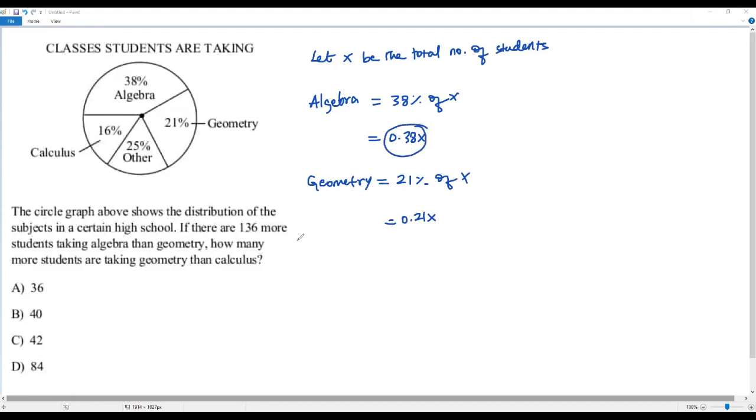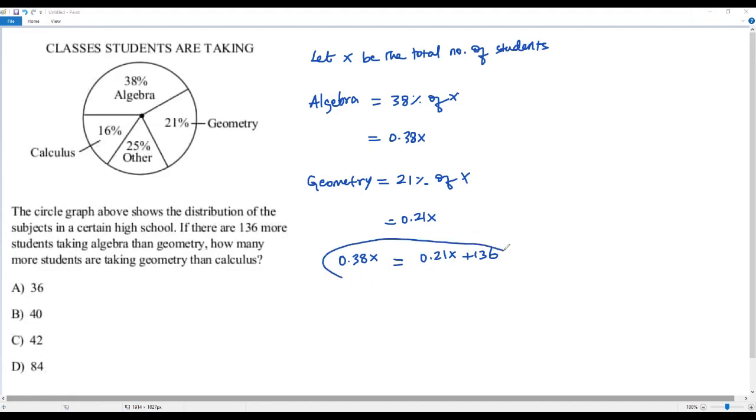Here let's consider the number of students who are taking algebra, that is 0.38x, and the number of students who are taking geometry, that is 0.21x. In these two quantities, which one is more? According to the information, there are 136 more students taking algebra than geometry. Since the algebra count is more by 136, if I want to equate them, either I have to subtract 136 from this one, or I have to add 136 to this one. When I add 136 to this one, the two will be equal in value.